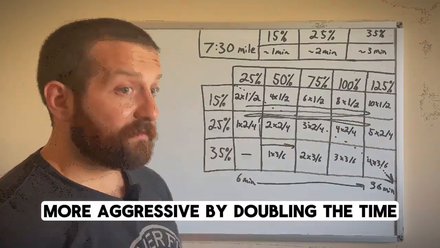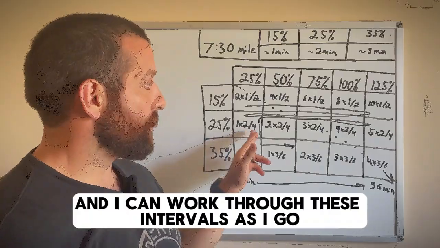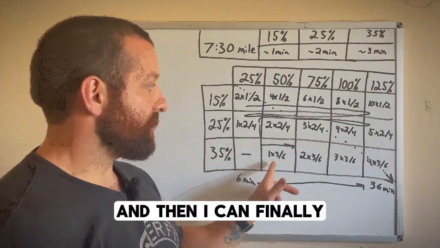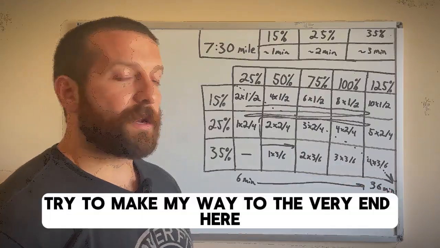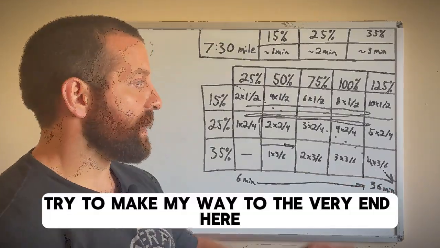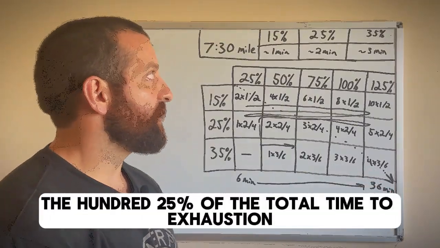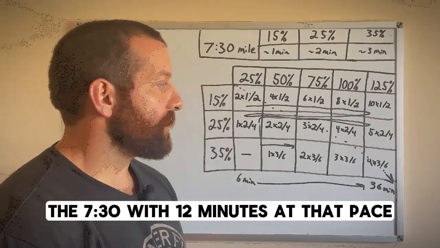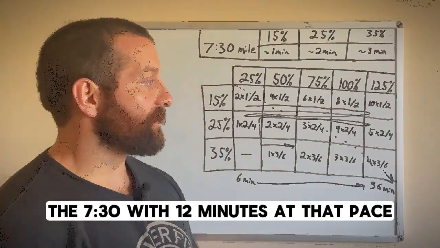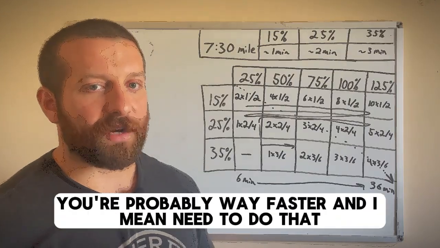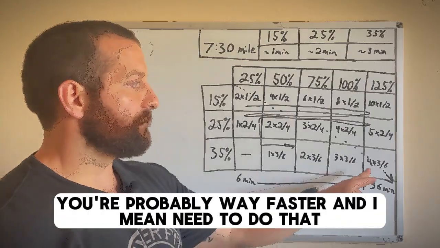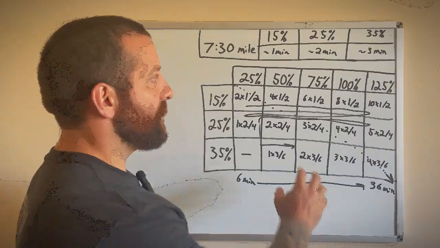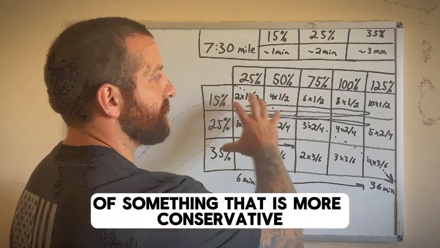work interval more aggressive by doubling the time. And then I can work through these intervals as I go. And then I can finally try to make my way to the very end here: the 125% of the total time to exhaustion, the 7:30, with 12 minutes at that pace. Like I said, by the time you get there, you're probably way faster. You may not need to do that, but this is just an example of something more conservative.